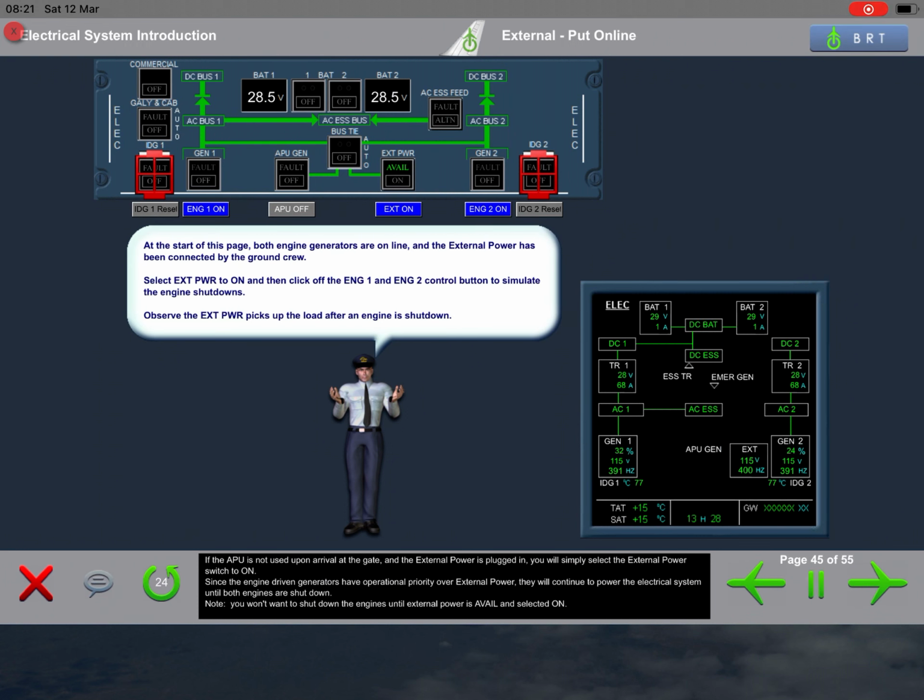If the APU is not used upon arrival at the gate, and the external power is plugged in, you will simply select the external power switch to on. Since the engine-driven generators have operational priority over external power, they will continue to power the electrical system until both engines are shut down. Note: you won't want to shut down the engines until external power is available and selected on.